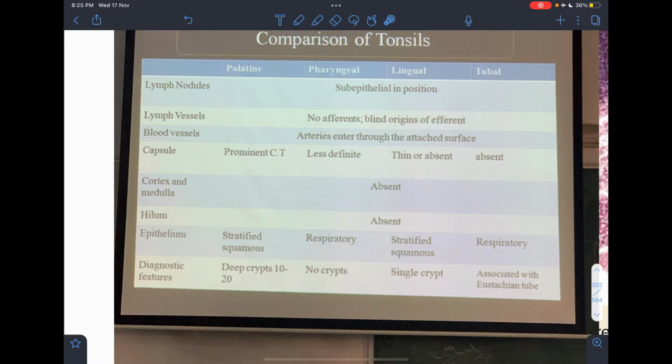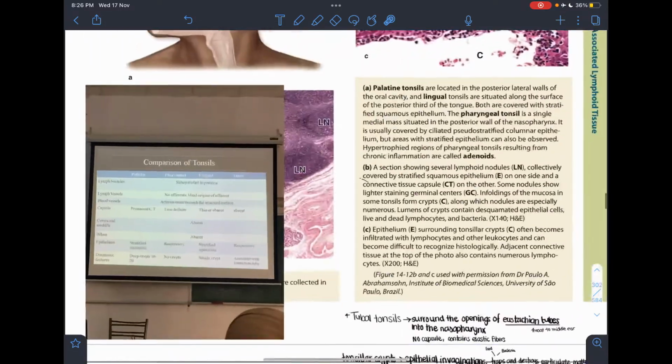The epithelium in the palatine and lingual are stratified squamous, whereas in the pharyngeal and tubal, they are pseudostratified columnar epithelium, like the respiratory tract. And features to differentiate between them: the palatine, they have 10 to 20 crypts. The pharyngeal, no crypts at all. The lingual has 1 crypt, and the tubal is associated with the Eustachian tube.